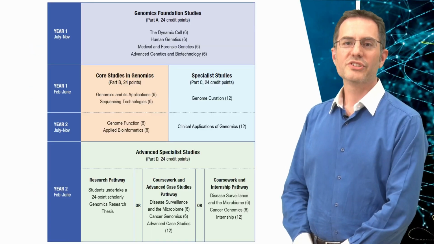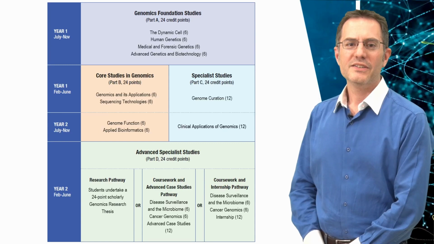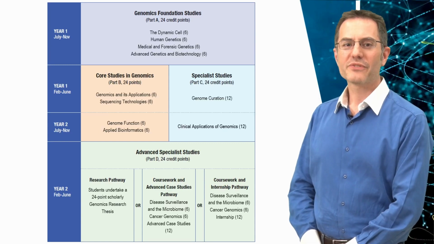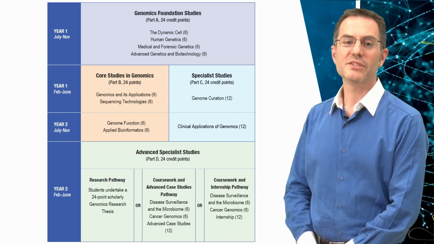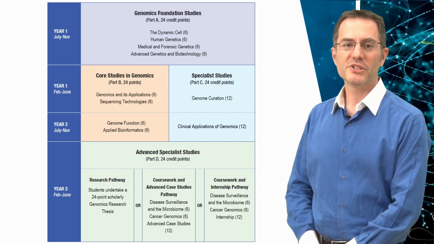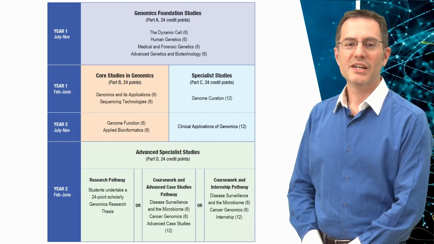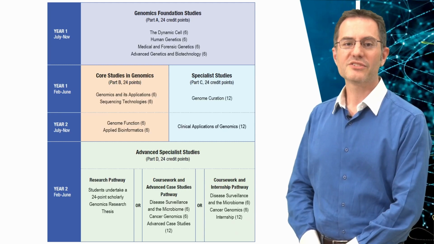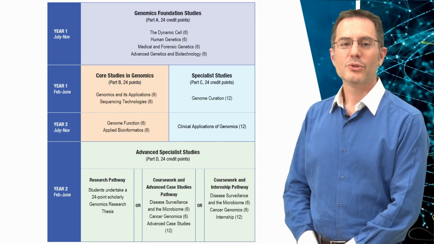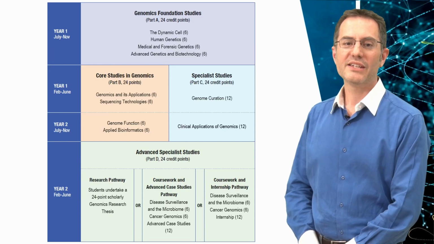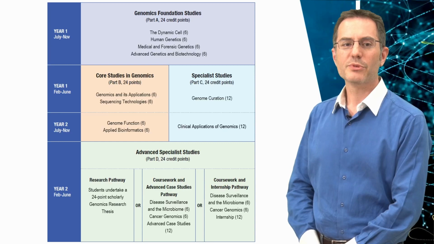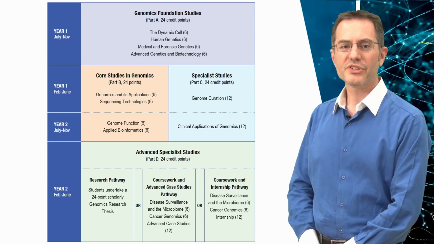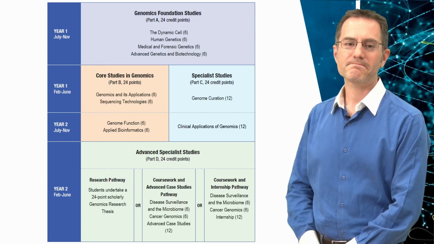The course is structured in 4 parts. The first part, Part A, Genomic Foundation Studies, is where you'll start if you're coming from a previous study in biology, but without experience in genetics or genomics. And you'll get an introduction to cell biology, human genetics. We'll have a unit focused on the application of genetics to medical areas, and you'll learn about some of the biotechnology tools that are used in this discipline.